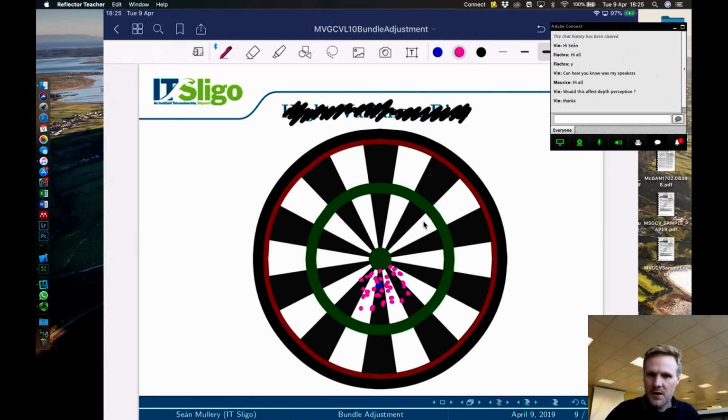Okay, so this is what I mean: when you have lots of points, it's much easier to find your correct value. But the problem is, the more points you have, the more calculations you've got to do, and this all adds up.